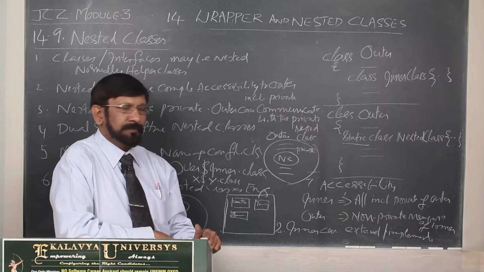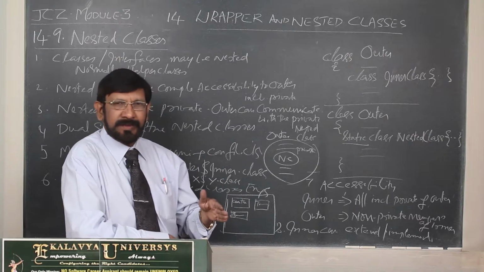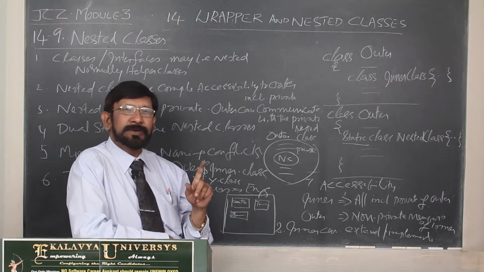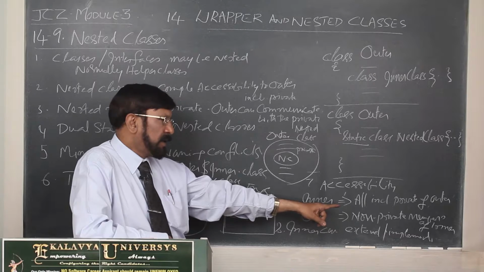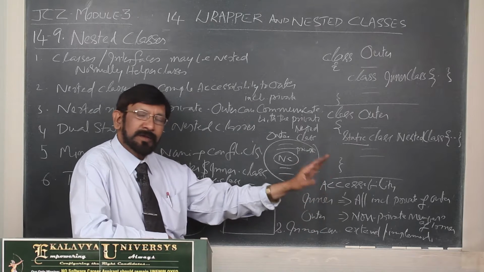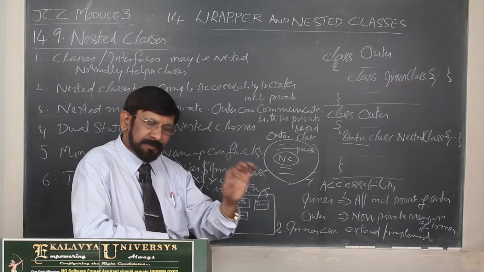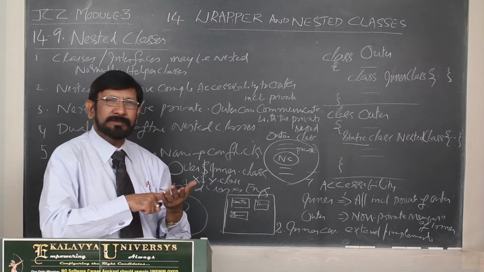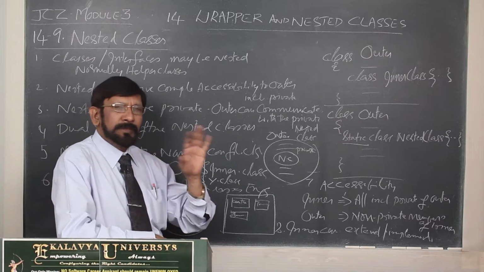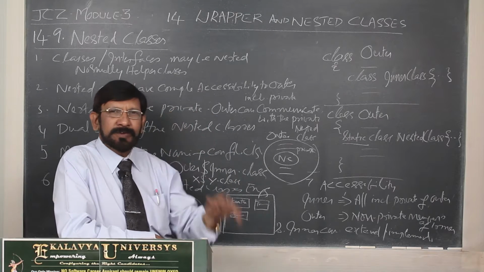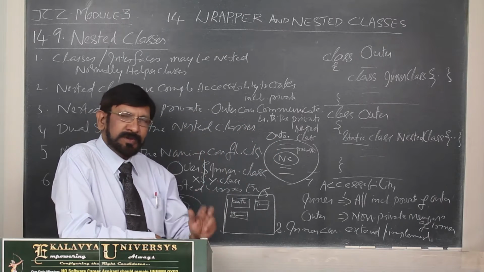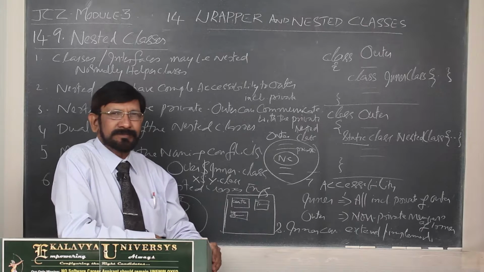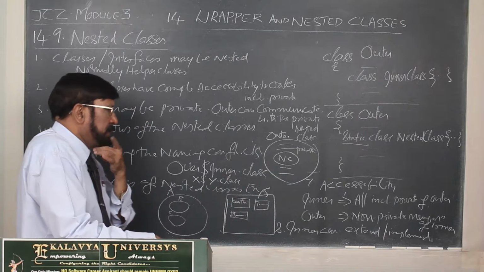What is the status of the outer class? The outer class can access all the non-private members of the inner class. Just remember that, simply make a note. An inner class can access all the members of the outer class including private members. As far as the outer class is concerned, it can access all non-private members of the inner class. That point you must remember.